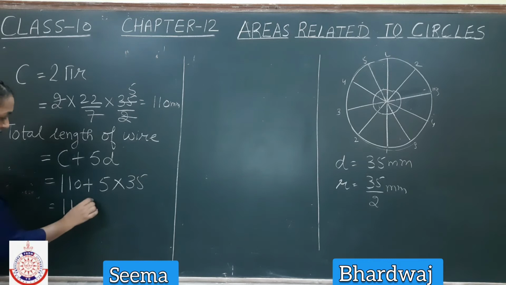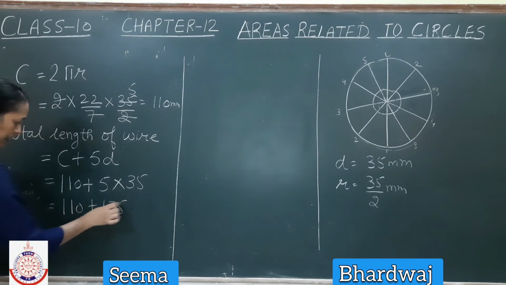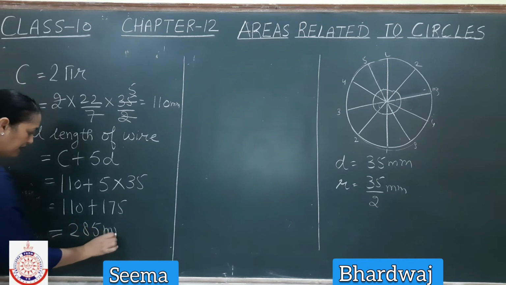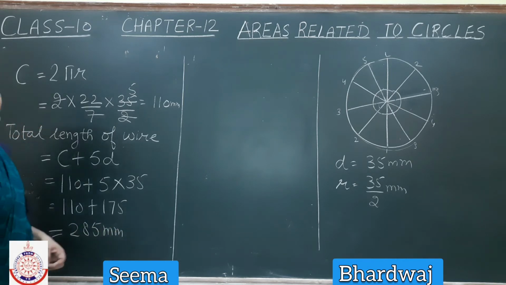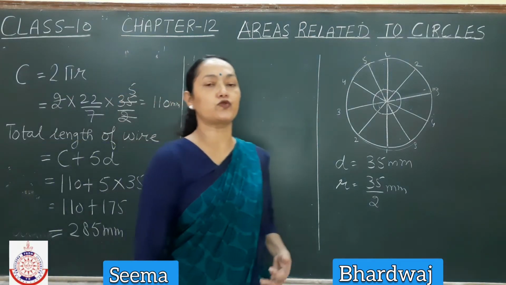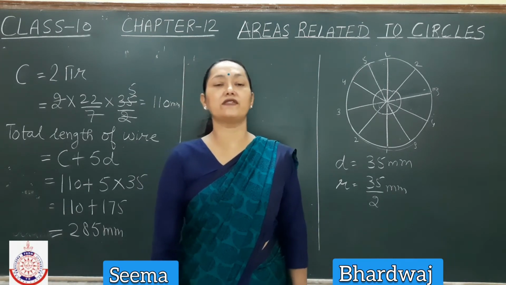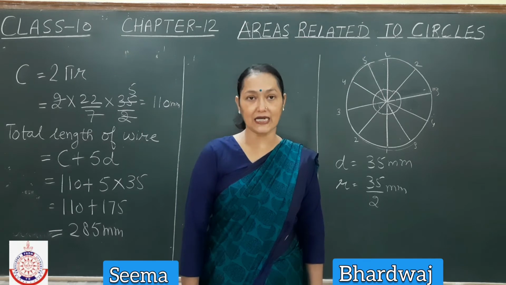110, 5 into 35 will be 175. After addition we will get 285 millimeter. 285 millimeter is the length of the wire used to make the brooch. Then the second part, they have said find the area of each sector.